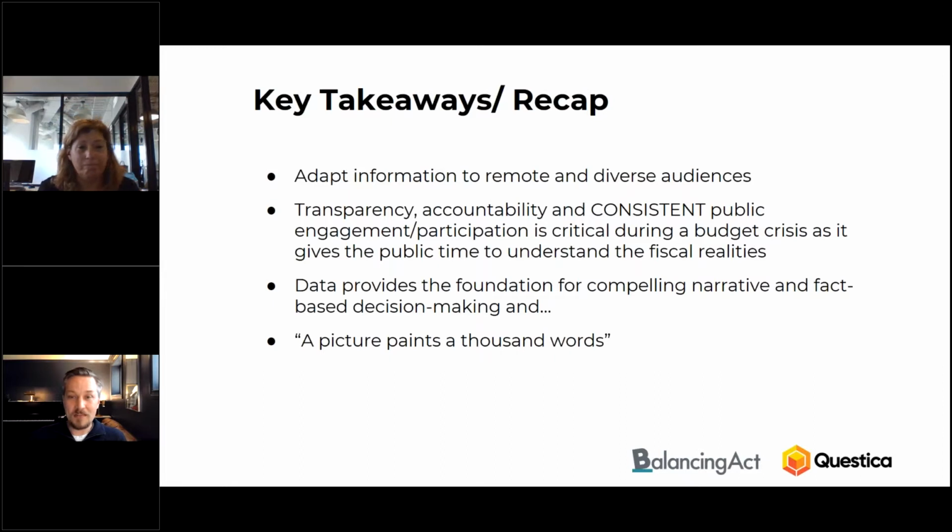This is certainly a time where transparency is important. We've got big budget decisions and painful budget decisions going through in public, in government right now, and informing the public is probably more important in a time like this than under normal circumstances.